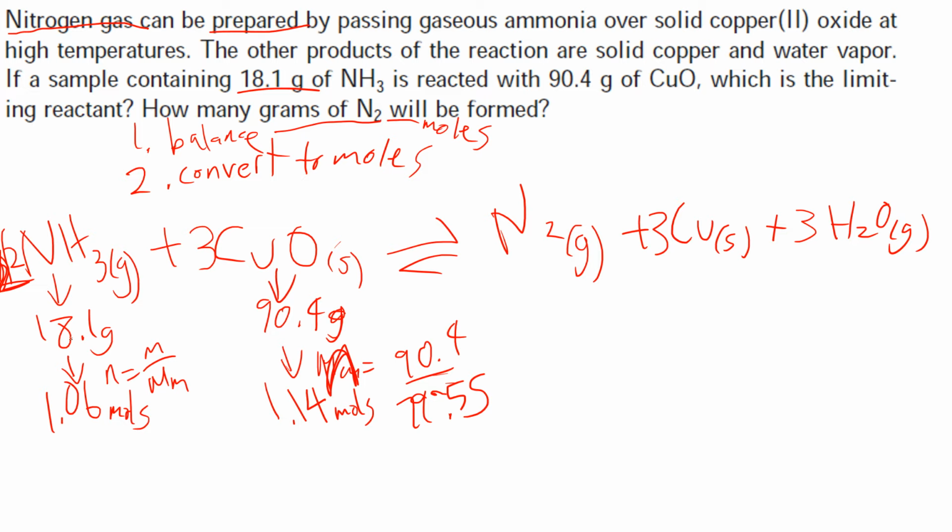We would have to do a mole ratio now, because even though copper oxide has more moles, you need more copper oxide per ammonia, right? For every 2 ammonia, you need 3 copper oxide. So copper oxide should have more moles. I'm just going to record that ammonia has 1.06 moles and copper oxide has 1.14 moles, okay? So let's do the mole ratio.